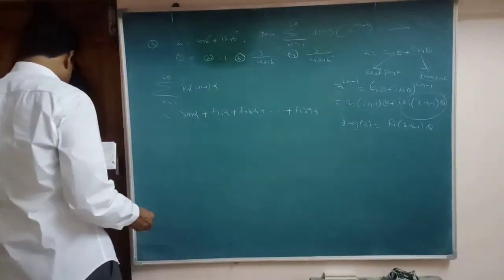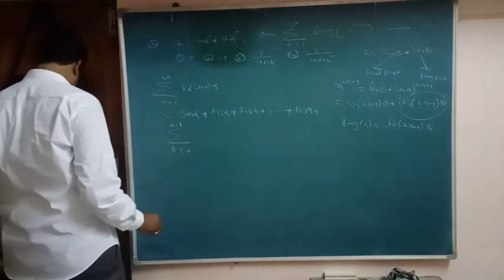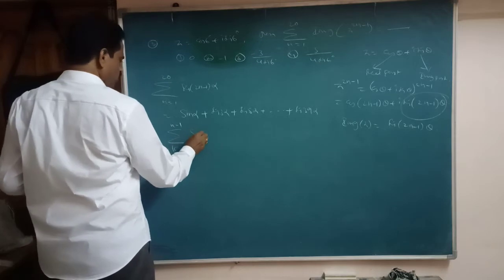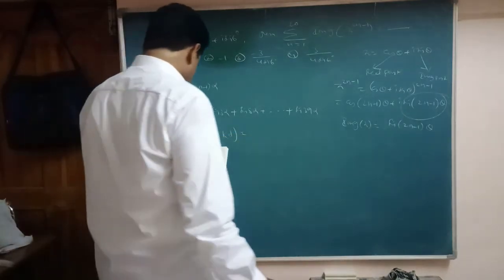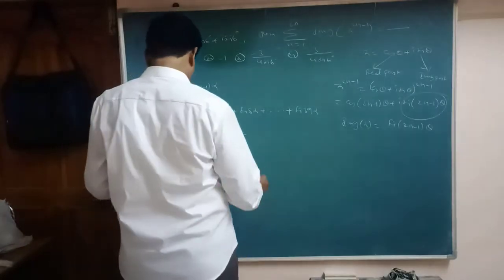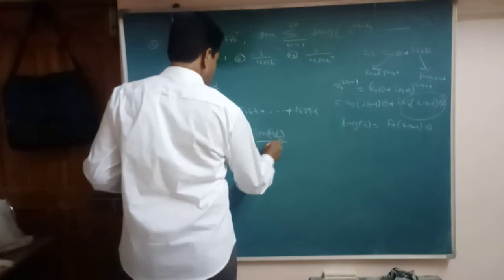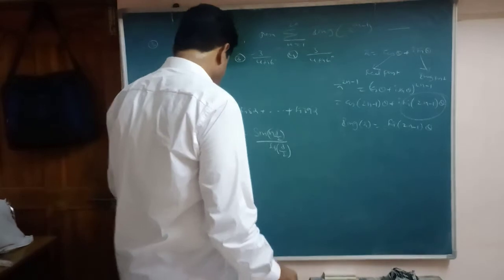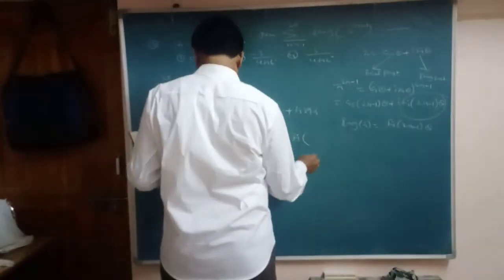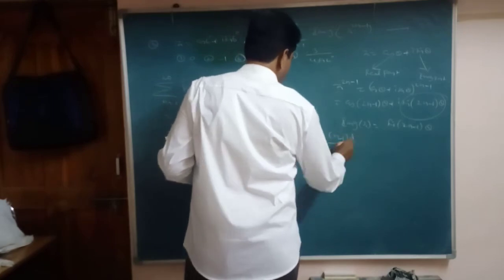So here we have one of the formulas, you remember this one here. Summation k equal to 0 to n minus 1 of sin of (a plus kd) equals sin(nd by 2) by sin(d by 2) into sin of (2a plus (n minus 1) d) by 2. Apply this formula here.